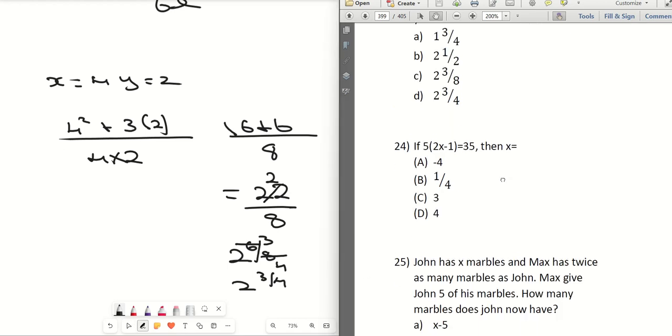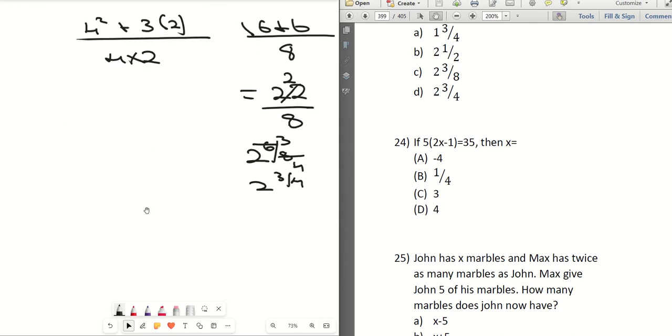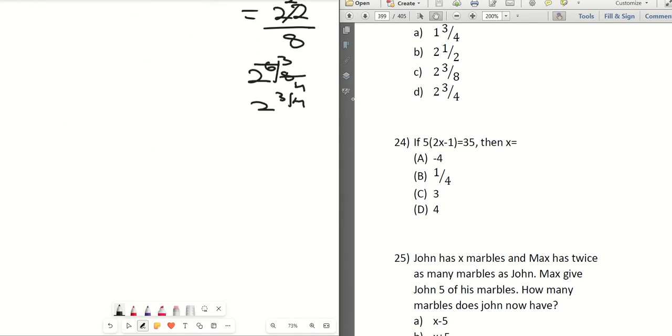Right, let's look at 24. If 5 times (2x minus 1) is 35, then x is... you can just put all these numbers inside there to see, right? But I'll just work it out. 5 by (2x minus 1) is equal to 35. That's 10x minus 5 is equal to 35.